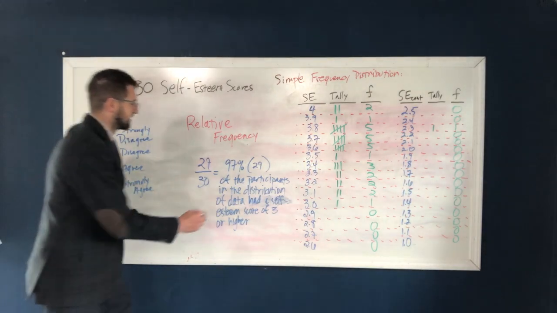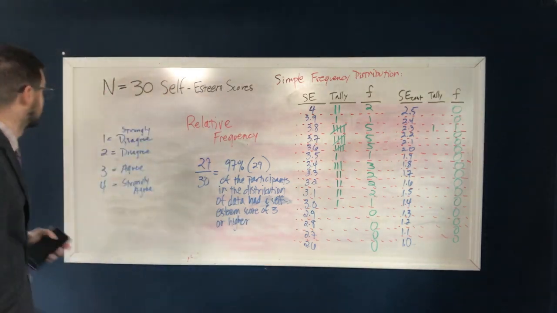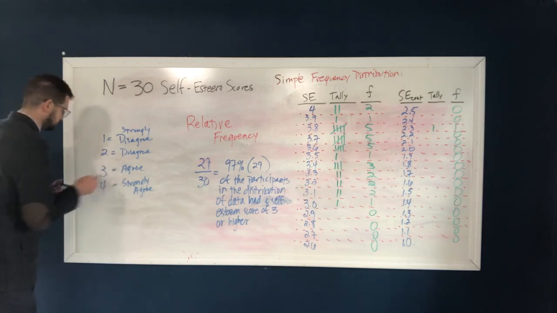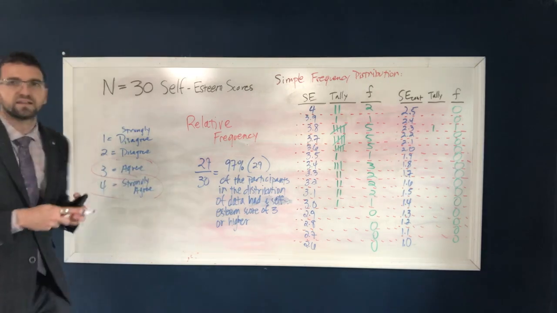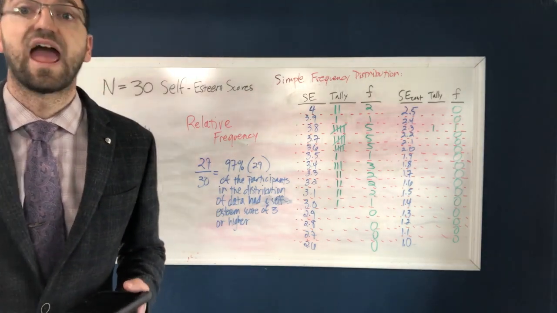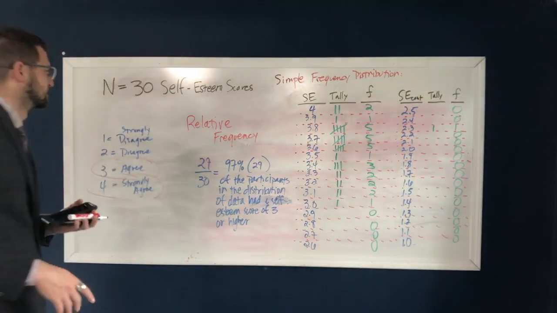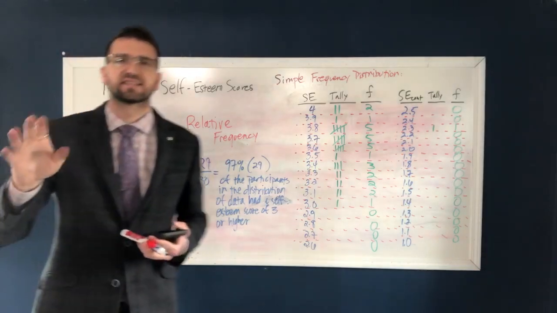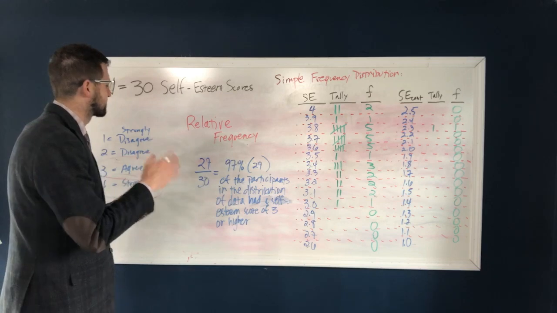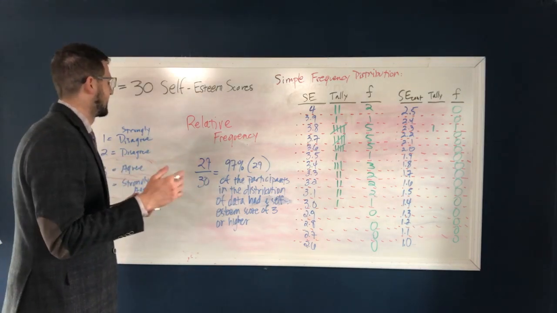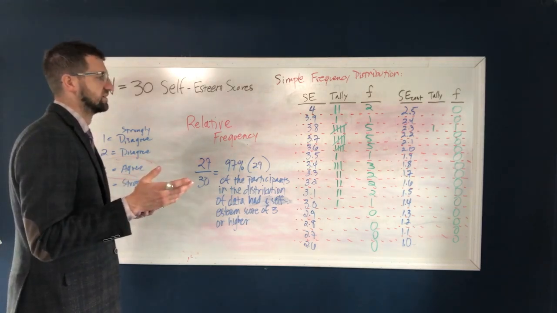So essentially, these people who are scoring a 3 or higher are agreeing or strongly agreeing that they have essentially high self-esteem. So I hope that makes sense. So let's see if we could add that context into the statement just to make it a little clearer. So 97% or 29 participants in the distribution of data had a self-esteem score of 3 or higher.